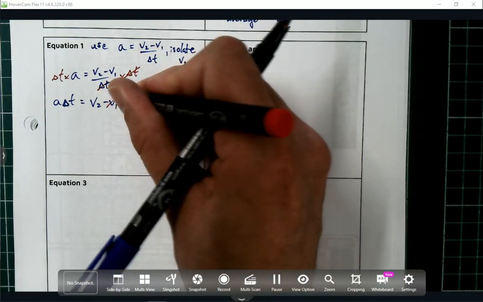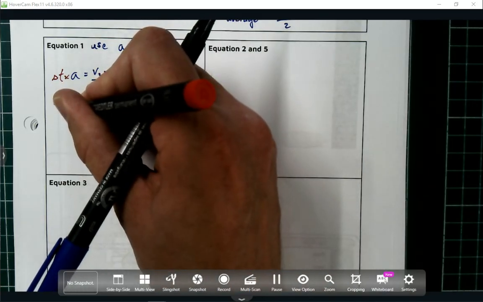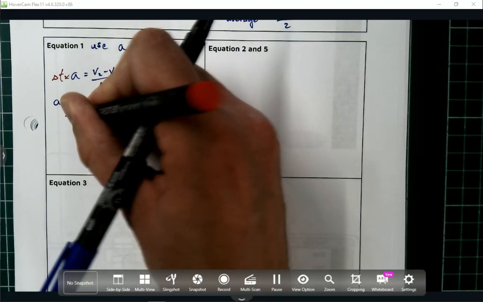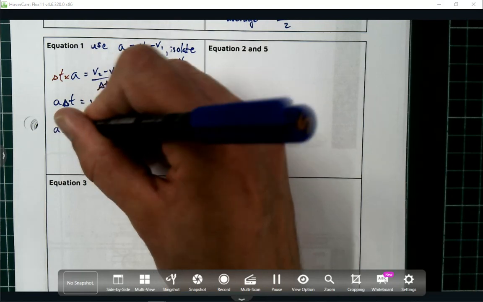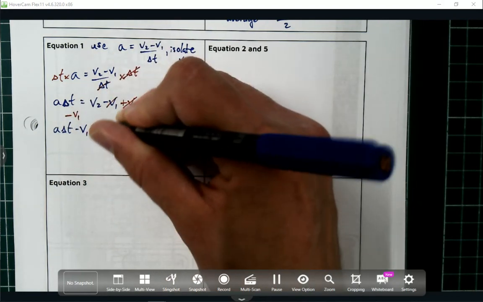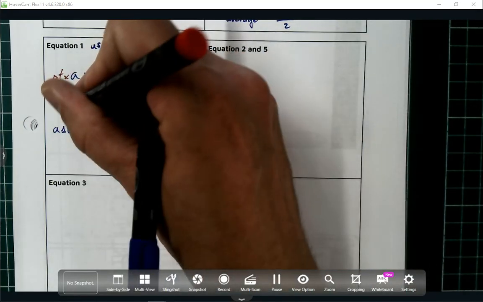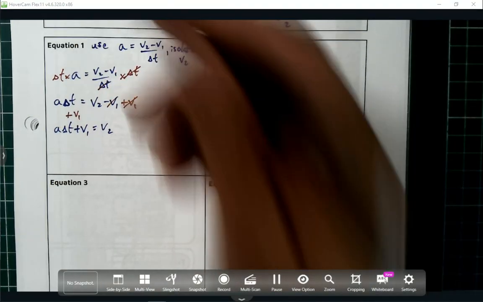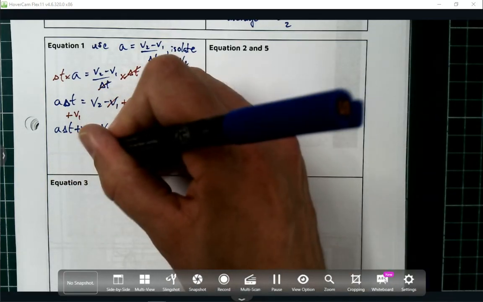So negative V1 plus positive V1, that's going to eliminate. And this is a little bit ugly because I haven't left myself enough space, but it would be A times delta t and then minus V1. So I think I'm going to write it out a little bit nicer. What I've really got is A times delta t minus V1 equals V2. Oh, sure. I'm sorry. You guys called me on it. Plus V1. Thank you. Here I am thinking about what's happening next on the page, and I made a silly mistake. All right.